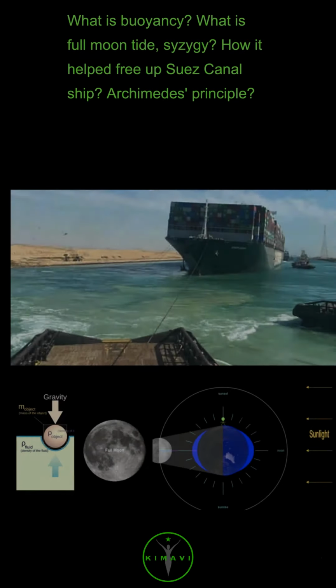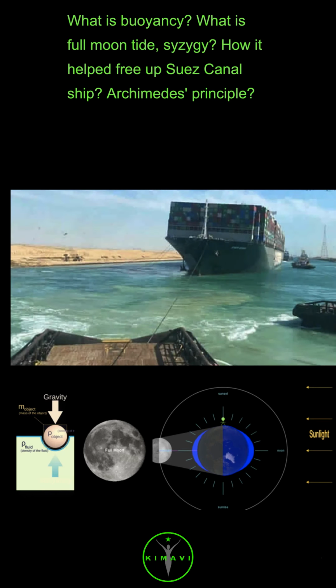What is buoyancy? What is full moon tide, syzygy? How it helped free up Suez Canal ship. Archimedes' principle.